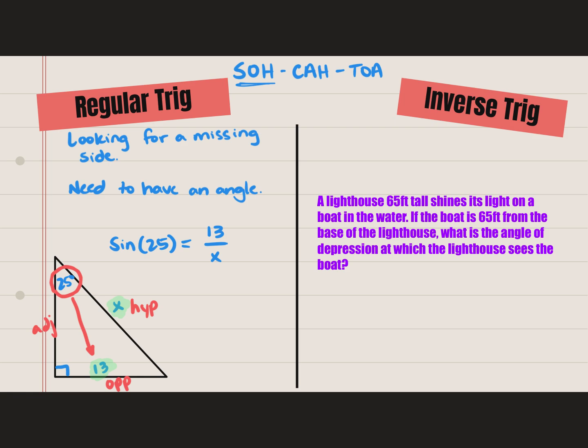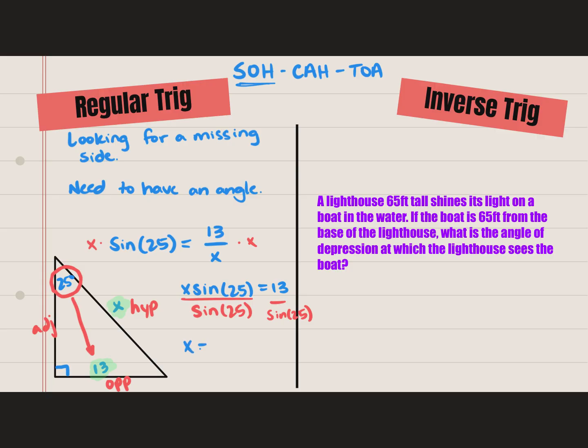Now I just need to solve for my variable. And to do so, I'm going to multiply by x on both sides to get it out of the denominator. That's going to give me x sine of 25 equals 13. I still need to get my x alone, so I'm going to divide by sine of 25 on both sides. And it's going to bleed over a little bit into the other space, but that's okay.